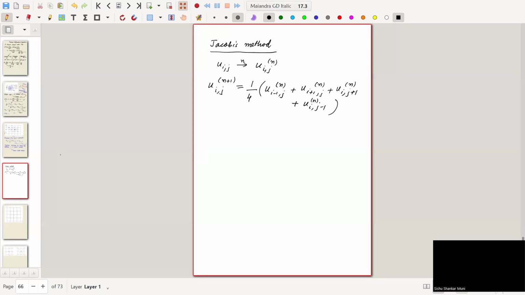Jacobi's method gives the value of u_ij at the next step. Now you will see how Gauss Seidel is very similar, but again the same quantity at the next time is equal to 1 over 4 of u_(i-1)j plus u_(i+1)j.